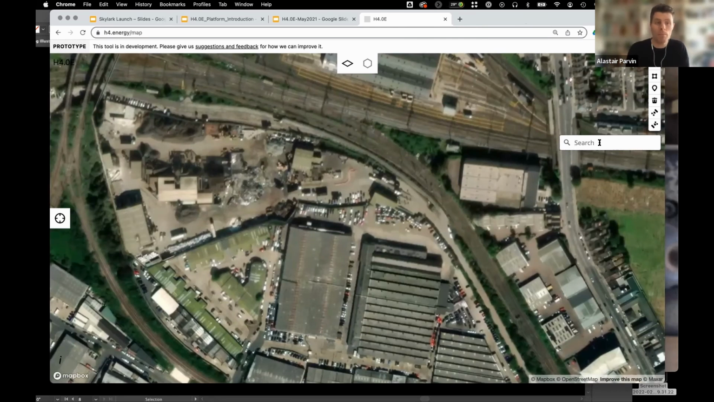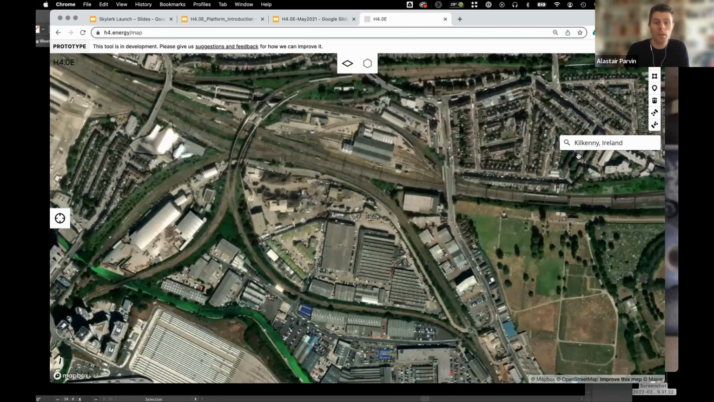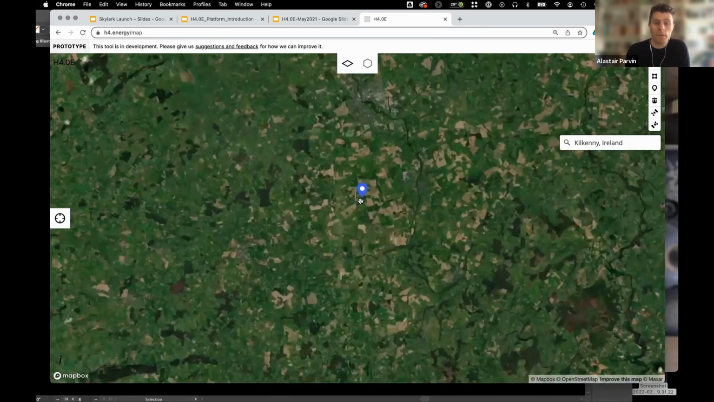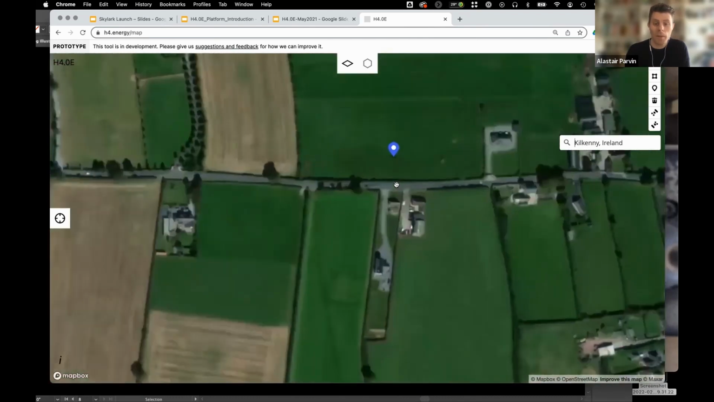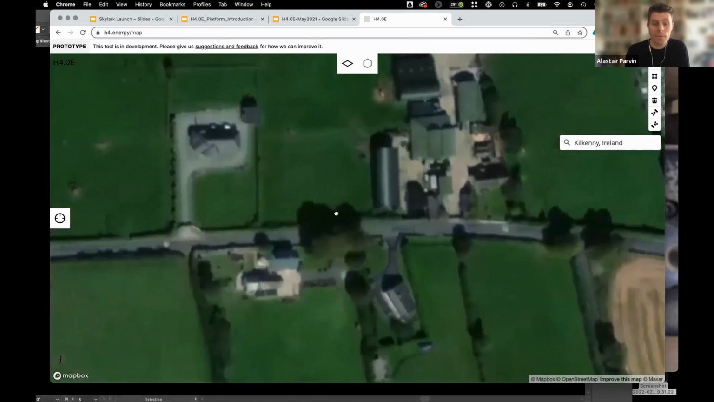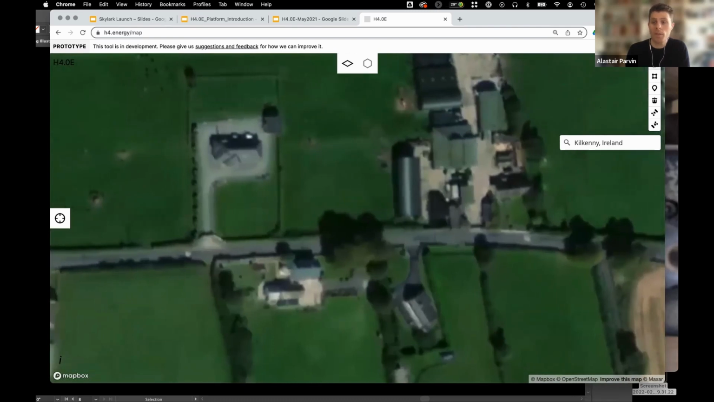So the first thing that we always do is start with a location, because that tells you all sorts of things, like, is it even available in your area? Let's type in Kilkenny in Ireland. Look at the green. I know it's a cliche, but Ireland really is green, isn't it? Let's say, with apologies to the farmer, that we just managed to buy this plot of land next to this house here.